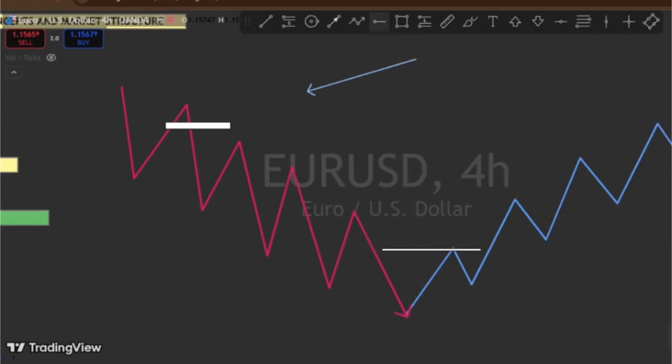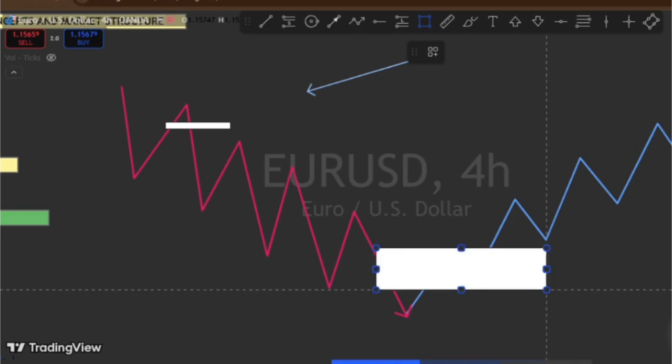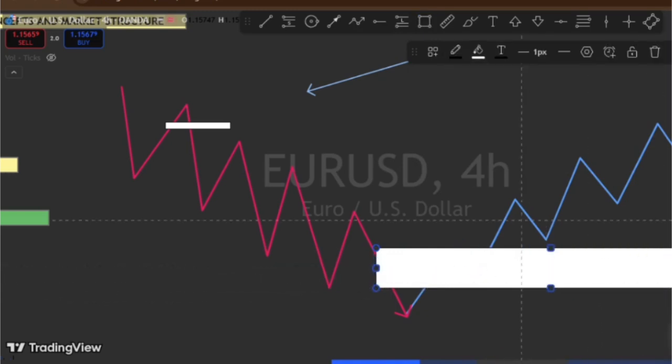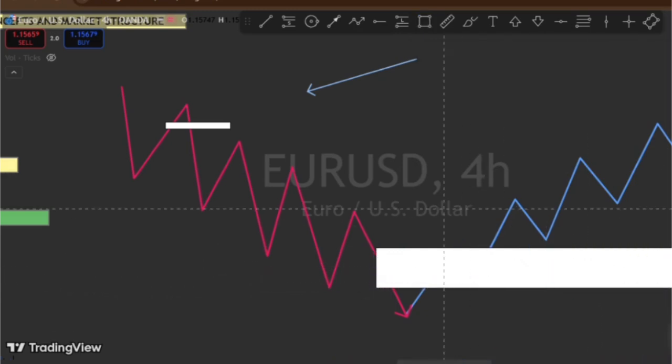So we have some pending orders around there. These are the pending orders, we could see them around here. So what's the thing? What is the market telling us to do?